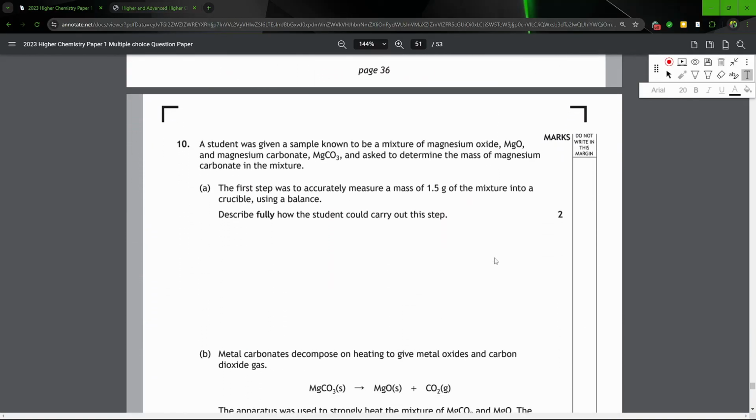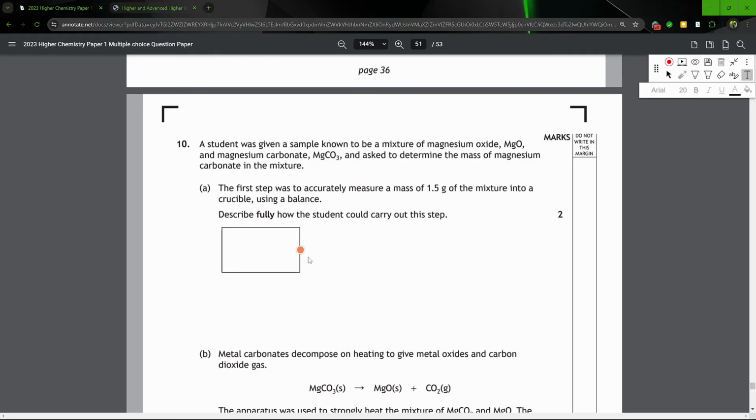A student was given a sample known to be a mixture of magnesium oxide and magnesium carbonate, and was asked to determine the mass of magnesium carbonate in the mixture. The first step was to accurately measure a mass of 1.3 grams of the mixture into a crucible using a balance. Oh no, I already see what's going on. Describe fully how the student can carry out this step.